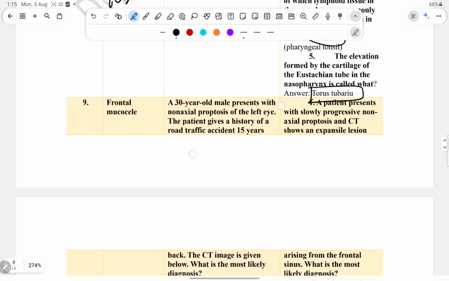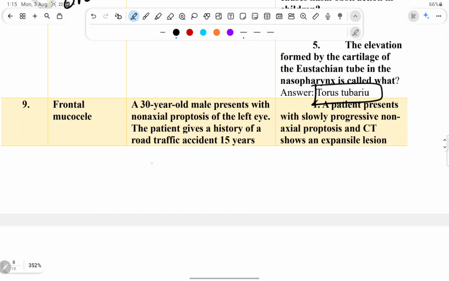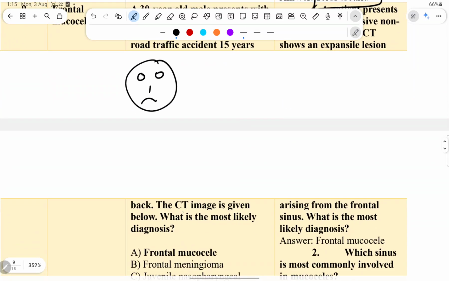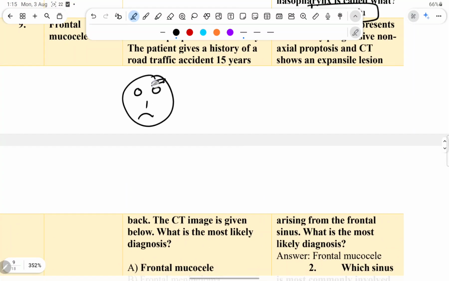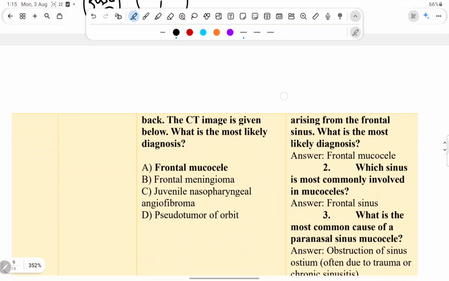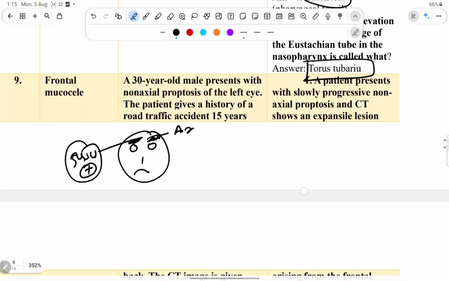Next we will go to frontal mucocele. A 30-year-old patient with non-axial proptosis. The patient gives a history of road traffic accident. A CT image is given below. The most likely CT image will be like this: here air will be present, and here more tissue will be present. So we can go with the frontal mucocele.